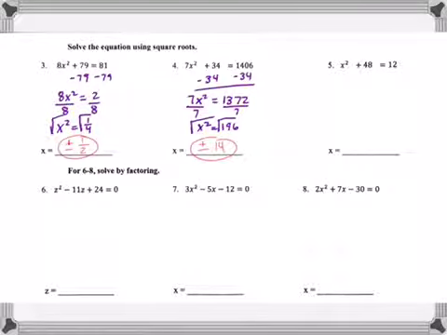Then I move on to question 5. Well, question 5, I'll subtract 48 from both sides. In this case, I get x squared equals a negative 36. When I try to square root here, however, I cannot square root a negative number, so I get no solutions.